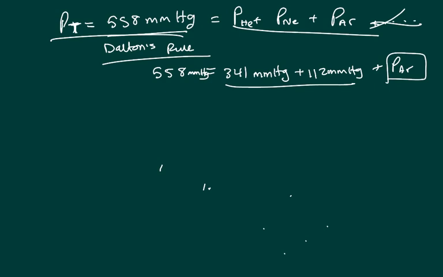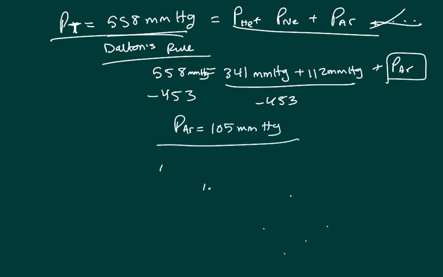So 341 plus 112, that's 453. And we're just going to subtract that from both sides. So 558 minus 453, and we get the partial pressure of argon is going to be 105 millimeters of mercury. I wonder where I got mercury from. So that is argon. Okay?